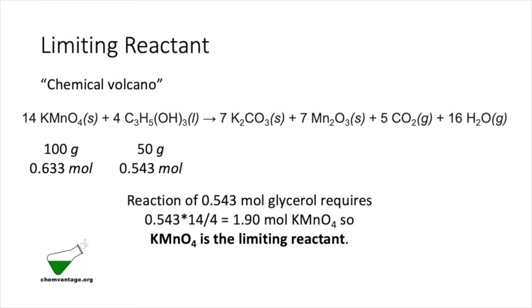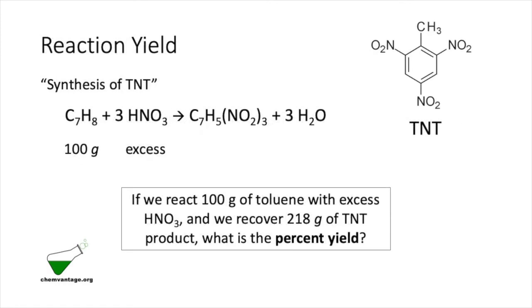If all the KMnO4 reacts, it requires only 0.18 moles of glycerol, leaving 0.36 moles or 33 grams of unreacted glycerol. When chemists synthesize molecules in a laboratory or in a chemical production plant, the efficiency of the process is rarely 100%. Let's take the synthesis of trinitrotoluene, or TNT, for example. If we start with 100 grams of toluene, we might recover only 218 grams of TNT as product.